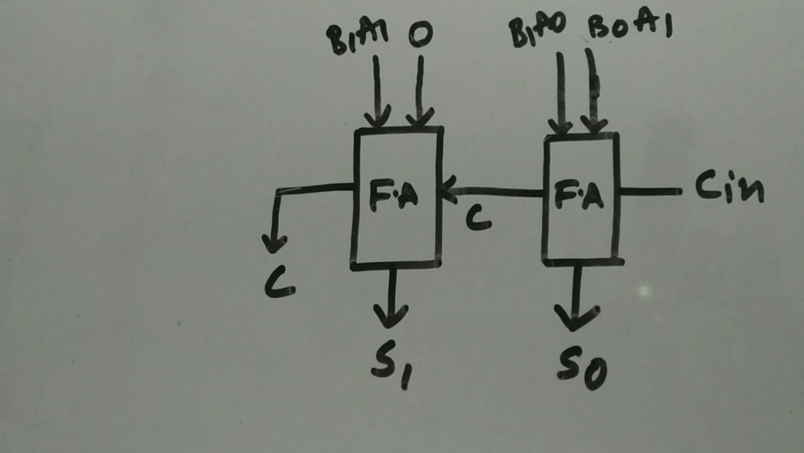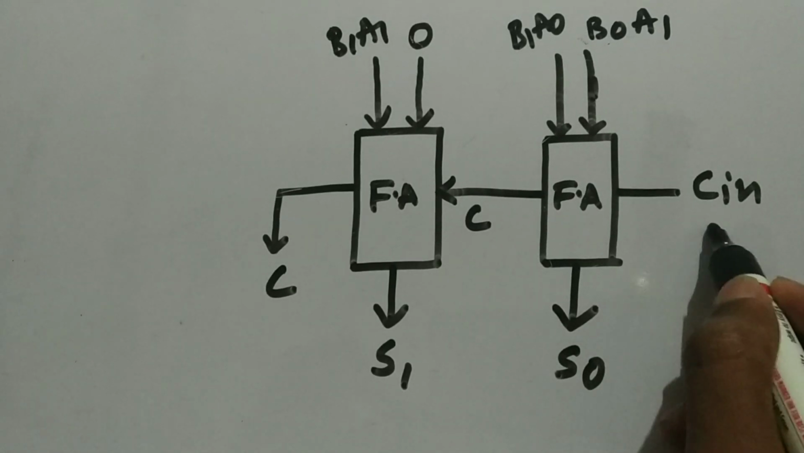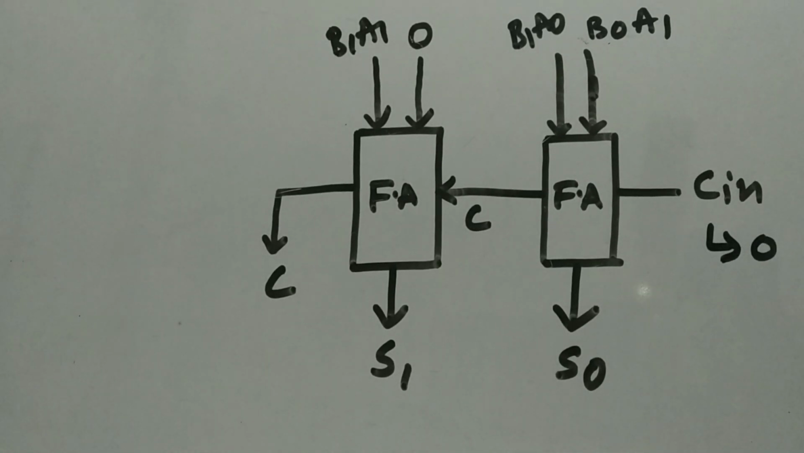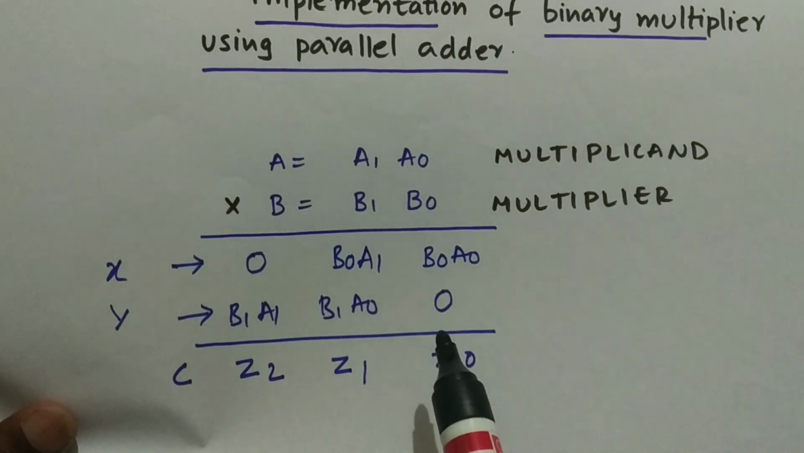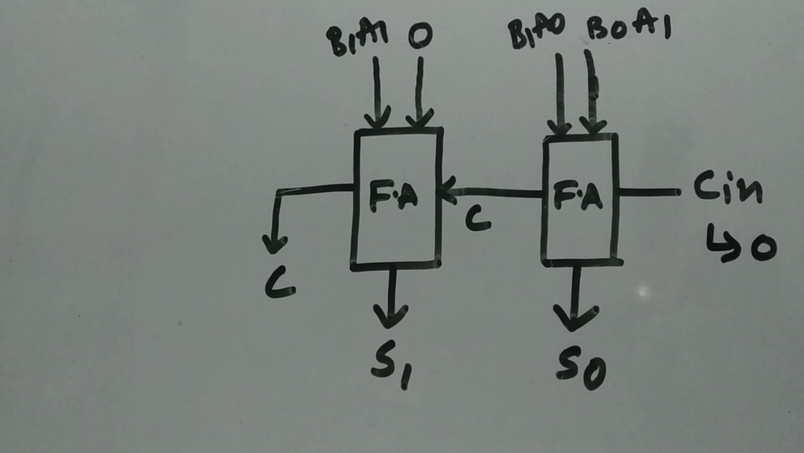So what will be Cin? Cin will be 0 because there is no carry from this. There will be no carry from here, so Cin will be 0. So this is the 2-bit parallel adder, which will be required for a binary multiplier with 2-bit into 2-bit. So now let us design it using our AND gates and show you the complete picture.